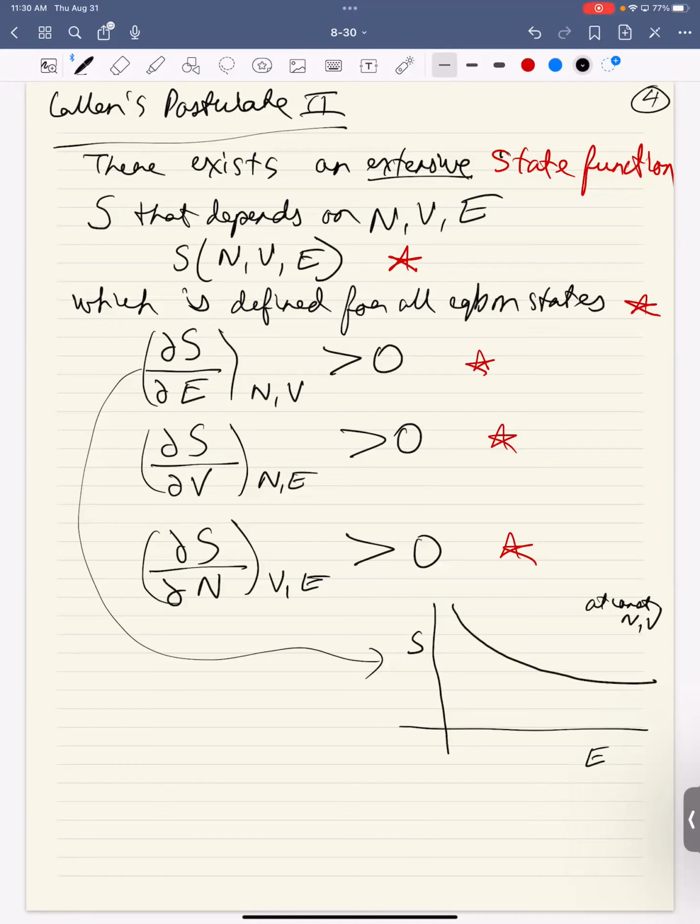Is this a possible state function? Is this a possible function for S that changes with energy like this? Why not? It's negative, right? So this one is not permitted by Callan's postulate. How about this one? It's permitted, right? How about this one? Who thinks this is permitted? Raise your hand. Who thinks this is not permitted? Why do you think it's not permitted? No, but the slope is always positive.